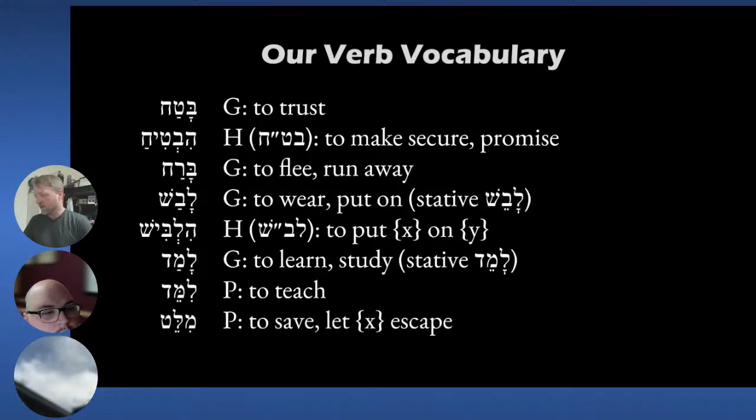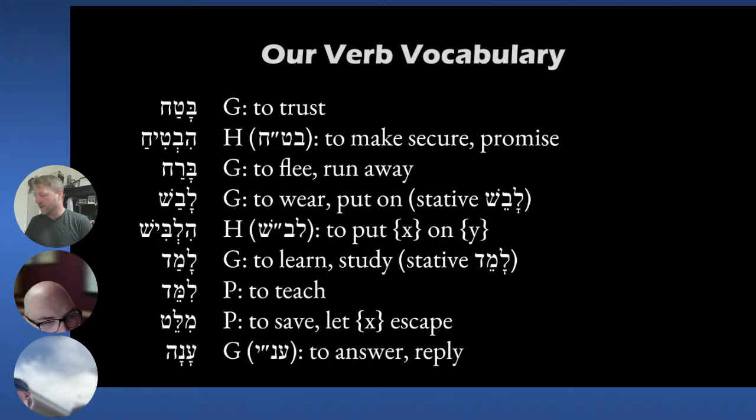Millet. Millet is the piel for saving someone or letting them escape. We just saw in the David story that he said, and let me escape, in the nifal. The nifal is like the passive sense of this verb. The piel is the active sense, to let someone escape, to let them go. Lemalet, to get them out of there.